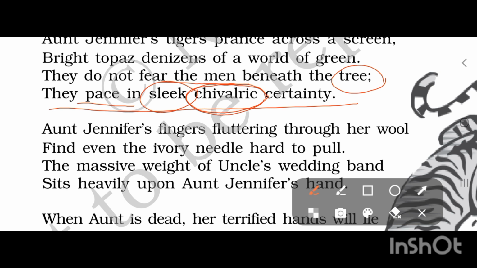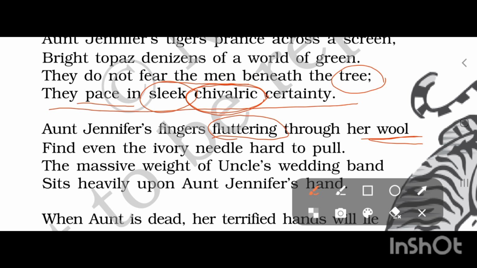According to the poet, Aunt Jennifer's fingers are fluttering. Now what is the meaning of fluttering? It means shivering, trembling through her wool. Now wool means thread, which refers to the inability of the aunt to use her fingers. Why? Because she is so weak that she is not able to do her embroidery properly.